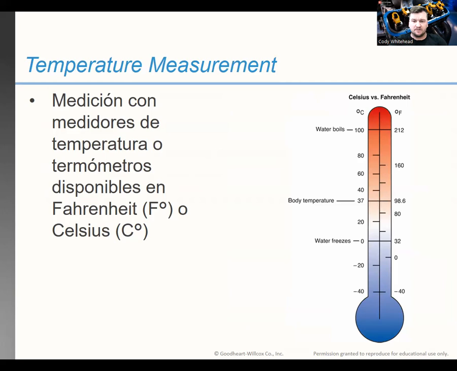Temperature is measured using temperature gauges or thermometers, available in either Fahrenheit, capital F, or metric, which is Celsius, capital C. You'll only see it normally under Celsius and Fahrenheit, unless you become a scientist, then you'll use another measurement, which is called Kelvin. But unless you're actually dedicated in that field, you pretty much will never see it anyway. Celsius and Fahrenheit is mostly what you're going to see out there.